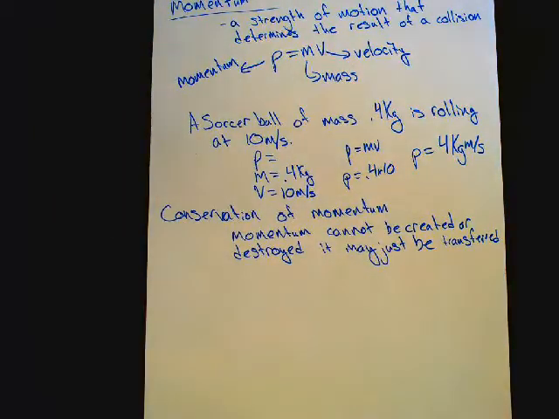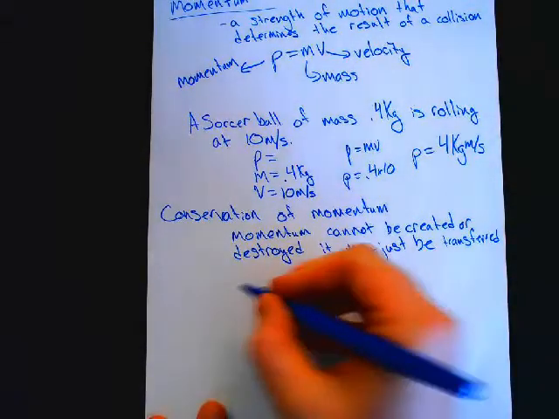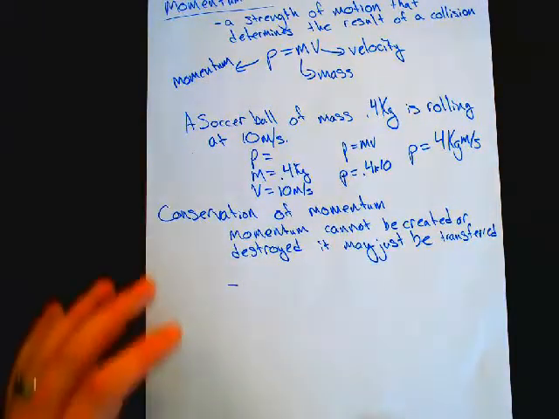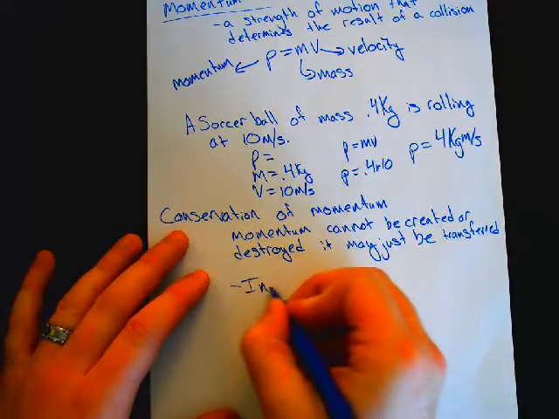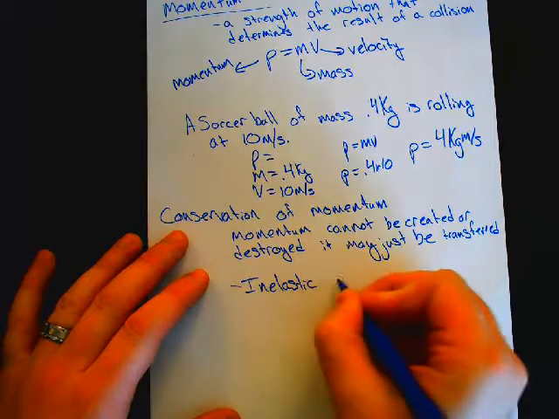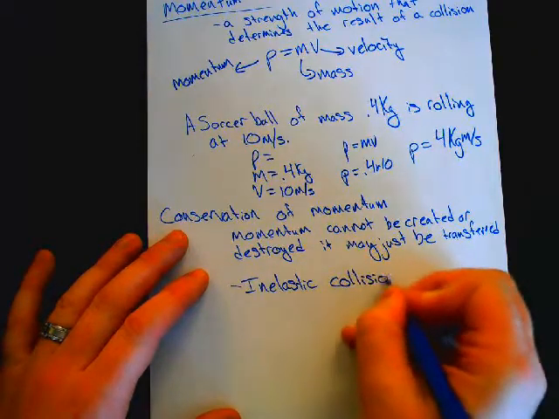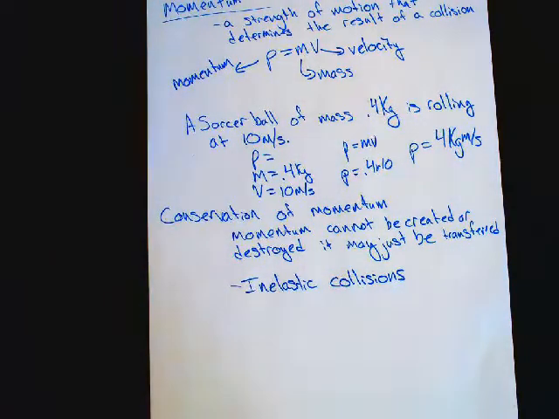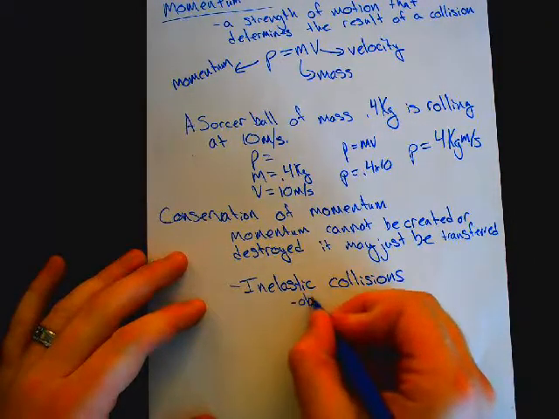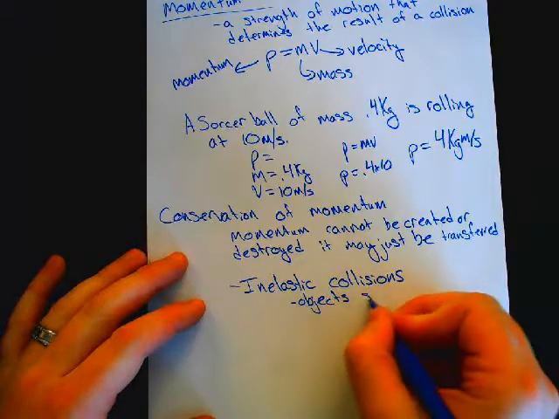All right, so let's go ahead and use this and take a look at the first problem on the worksheet that's posted on your Google Classroom. There are two categories of collisions. The first one is inelastic. And in an inelastic collision, objects that strike each other stick together.